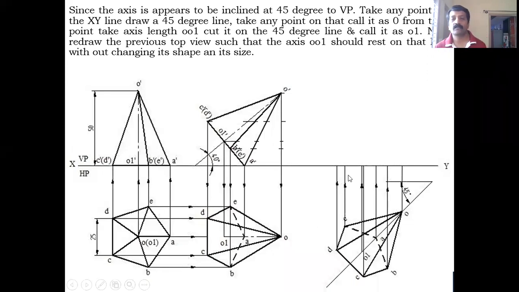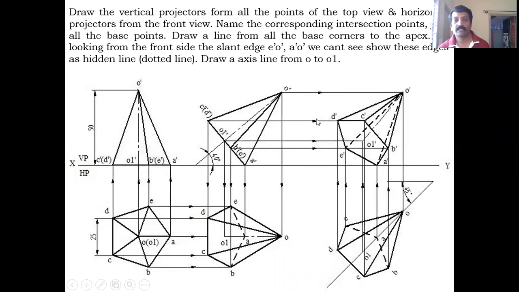After this, you keep drawing the vertical projectors from all the points of your top view, as well as the horizontal projectors from all the points of your previous front view. Now you coincide the points. A is here, A dash is here, this is A dash. B is here, B dash is here, this is B dash. C is here, C dash is here, this is C dash. D is here, D dash is here, this is D dash. E is here, E dash is here, this is E dash. O1 is here and O1 dash is here. O is here, O dash is here, this is O dash. Like this, you can get all the points.